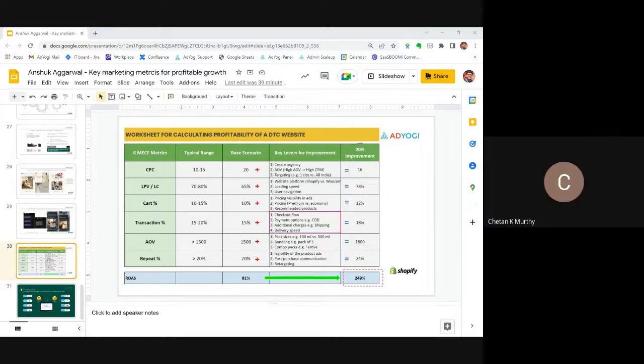Hi Anshuk, this was really helpful. I have a very basic question. Maybe I missed something in the beginning. In very simple terms, what exactly does Adyogi do?